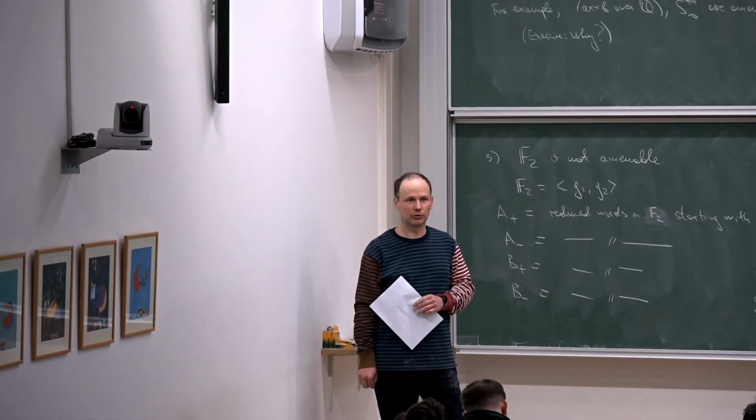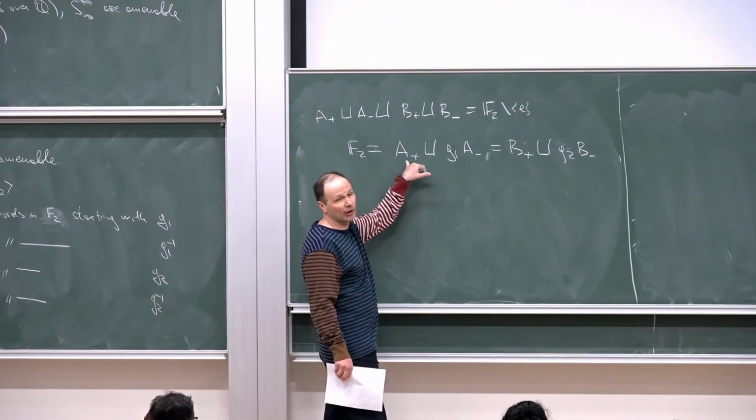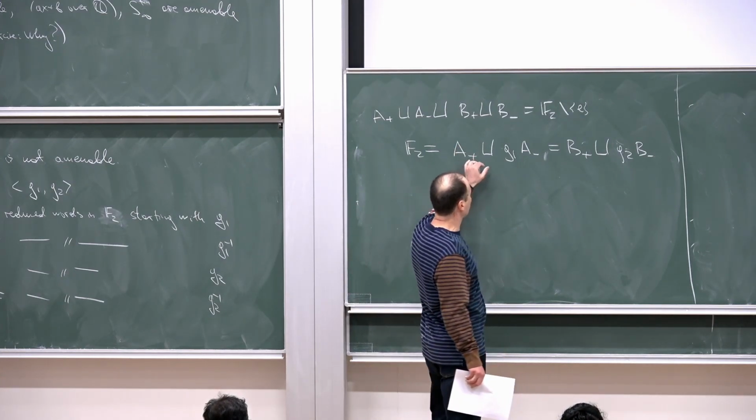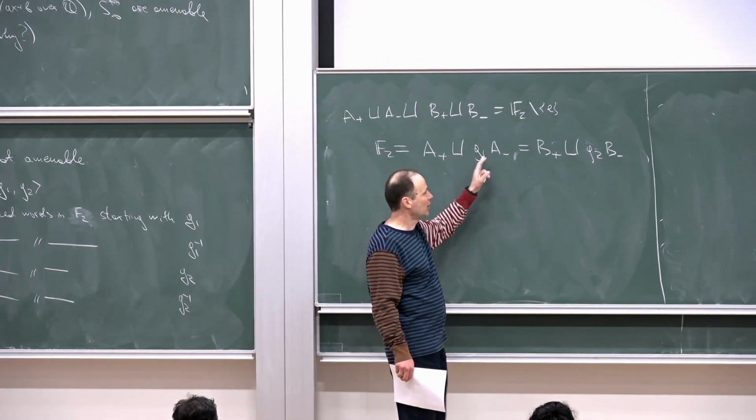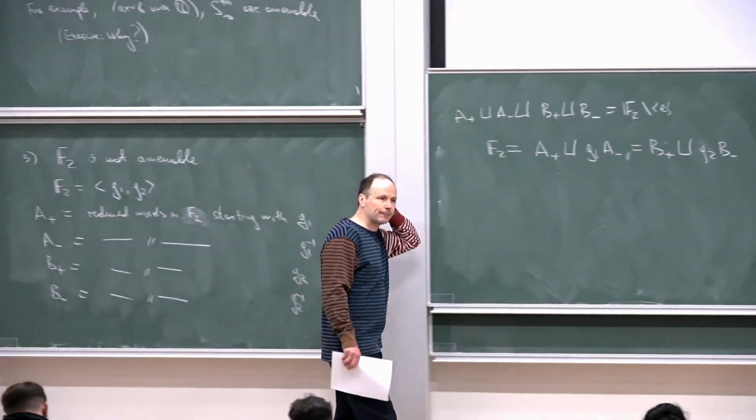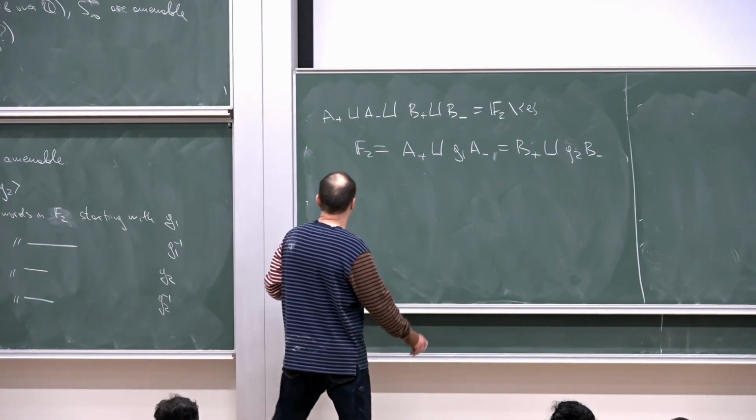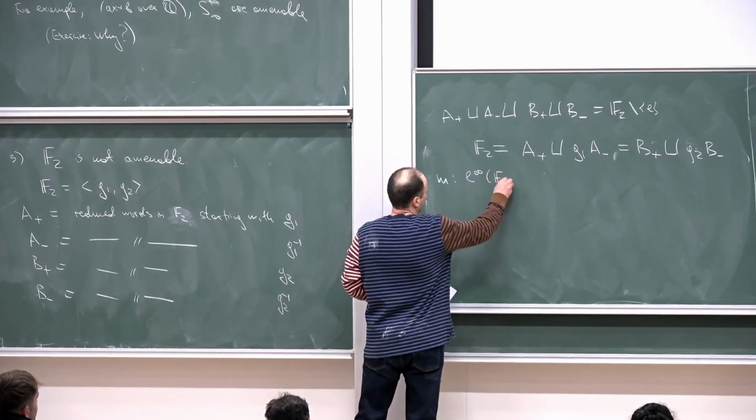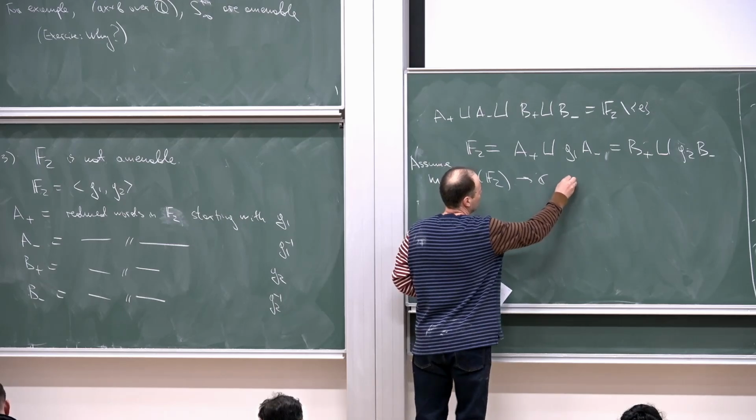Basically, if I have a word which starts with G1, I'm already here. If it does not start with G1, I can multiply it by G1 inverse, and it will be in A minus, and then our initial word will be here. So we have this decomposition, and now assume that we have an invariant mean on F2.